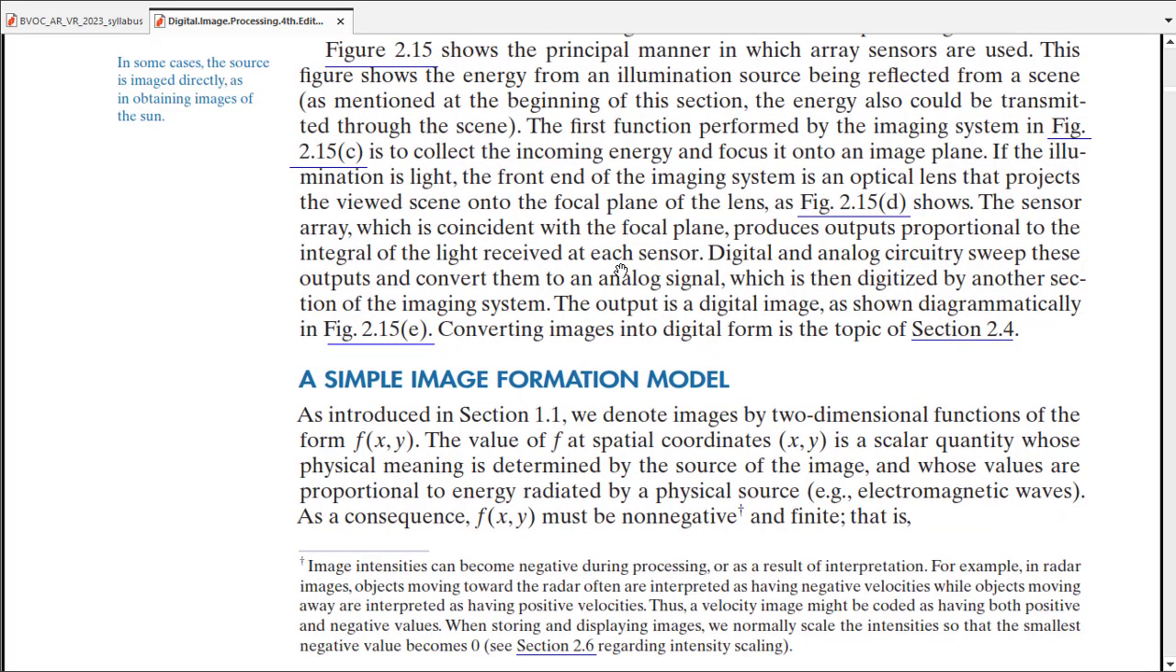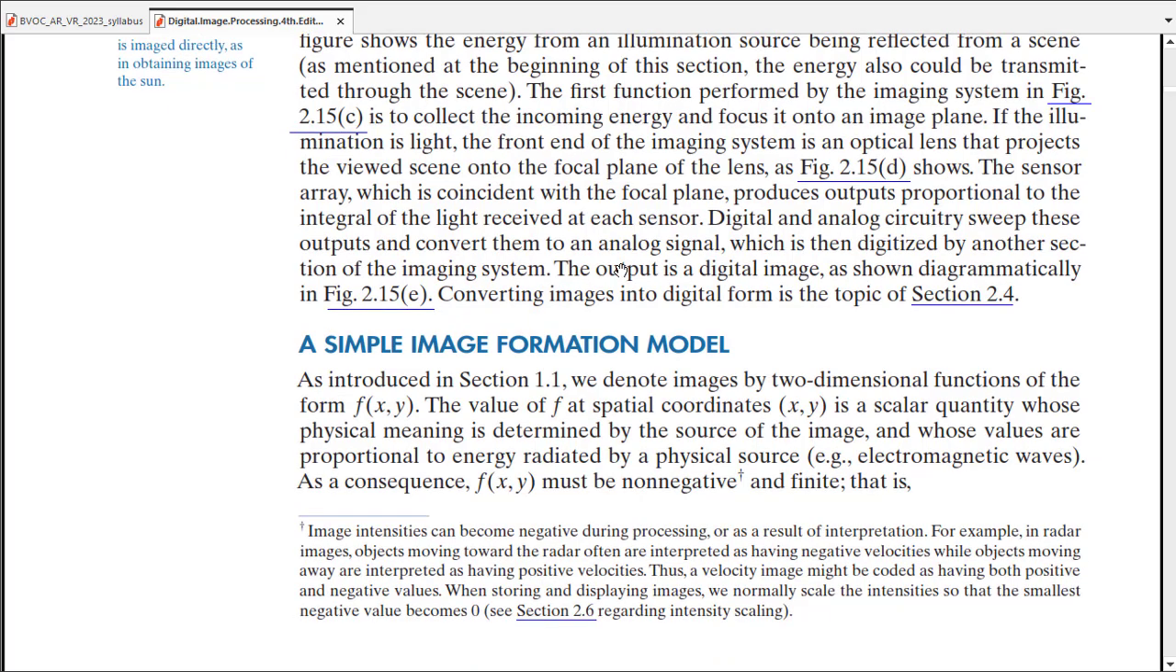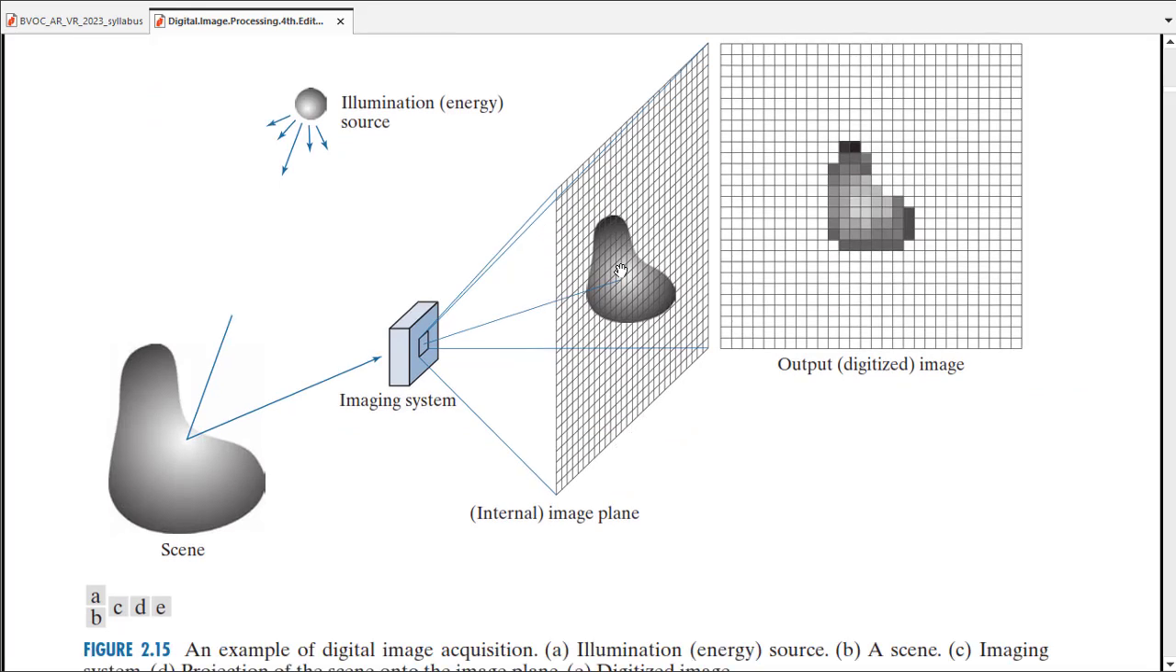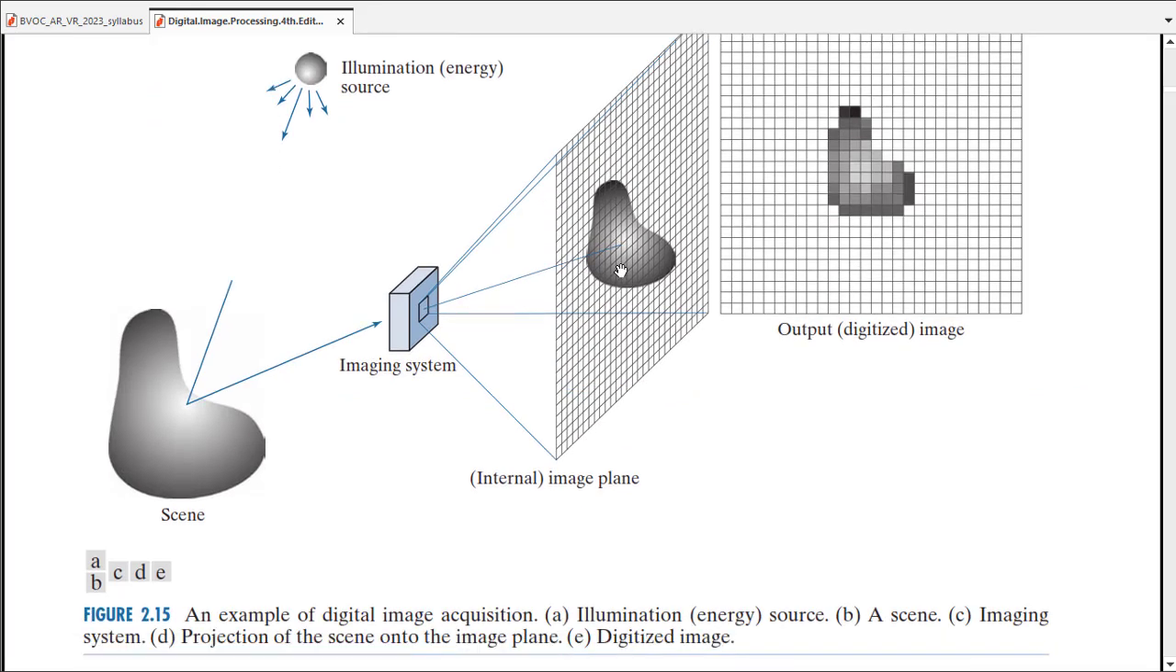A simple image formation model, for example, f of x comma y, is a two-dimensional function, where the value of f at spatial coordinates x comma y is a scalar quantity whose physical meaning is determined by the source of the image and whose values are proportional to the energy radiated by the physical source, for example, electromagnetic waves. As a consequence, f of x comma y must be non-negative and finite.